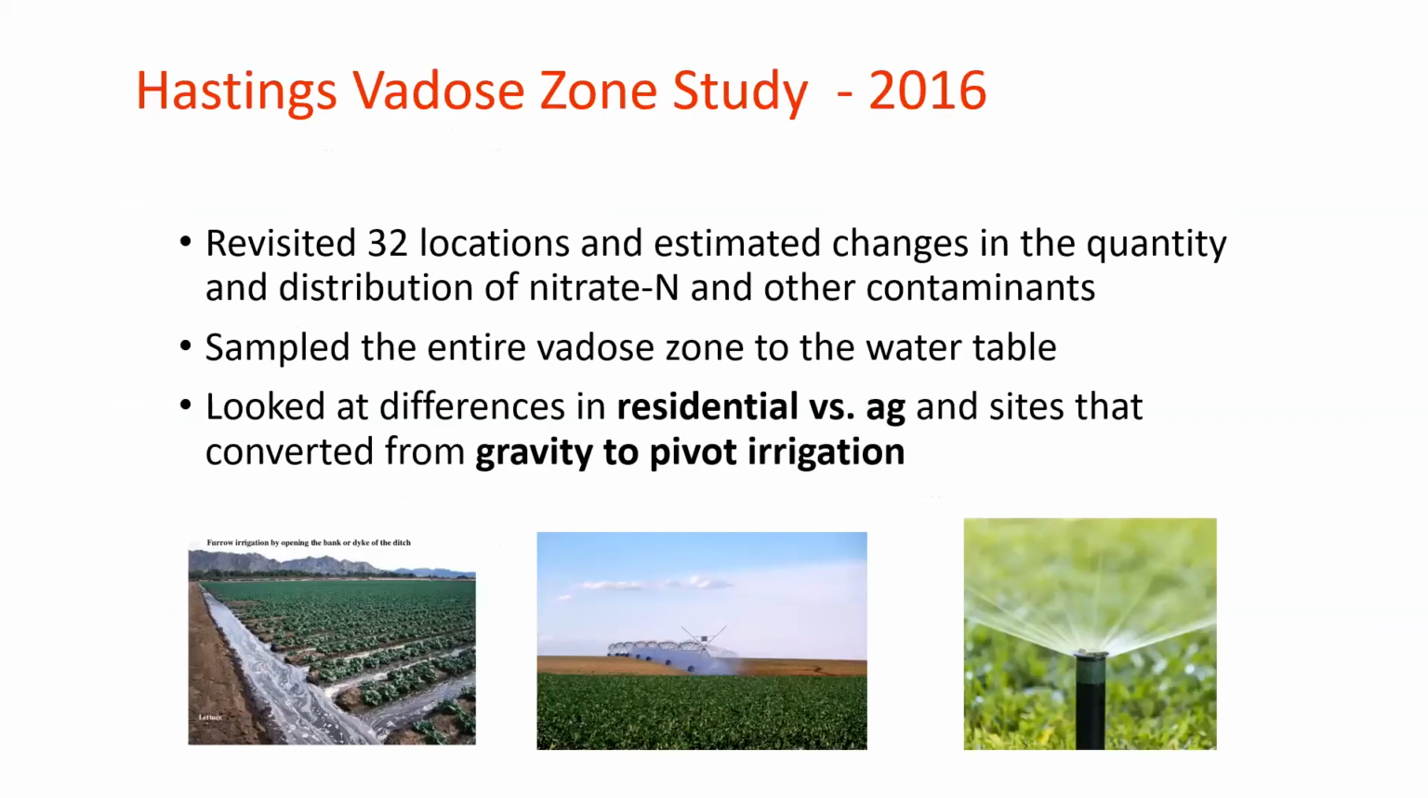One of the most recent studies involved looking at the Hastings wellhead protection area. One of my graduate students, Craig Adams, collected some cores from 32 sites that had been previously cored in 2011, and it estimated changes in the quantity and distribution of Nitrate-N and other contaminants in the vadose zone. Craig sampled the entire vadose zone down to the water table and looked at differences in residential versus ag land uses and sites that had converted from gravity to pivot irrigation.